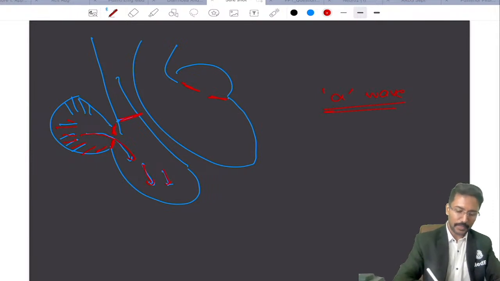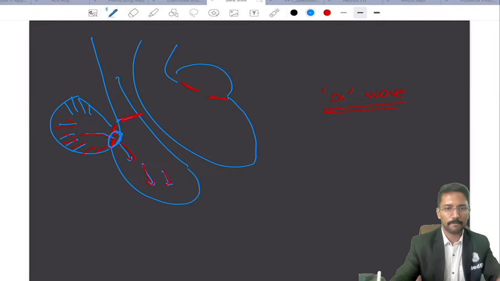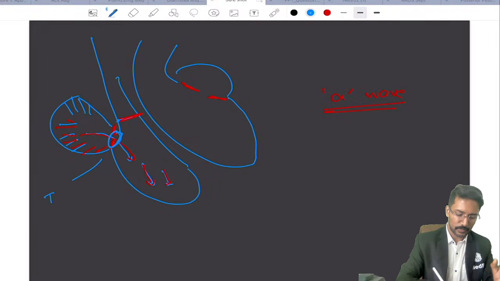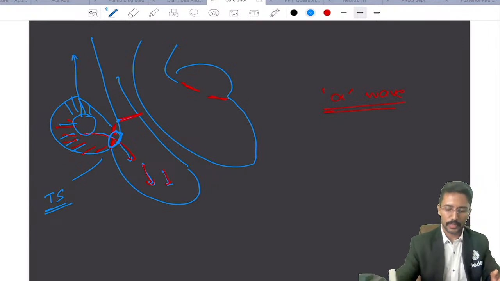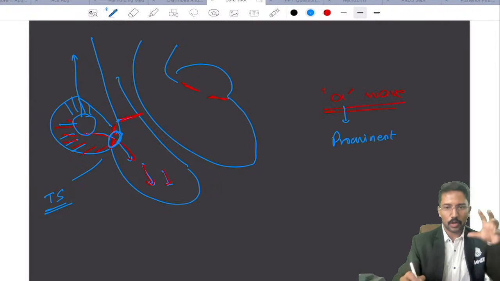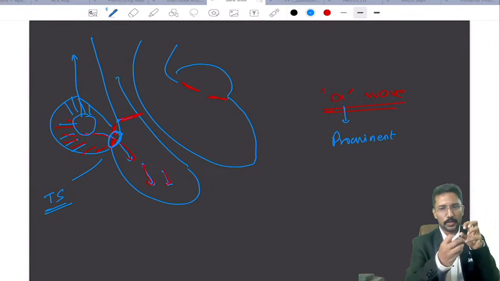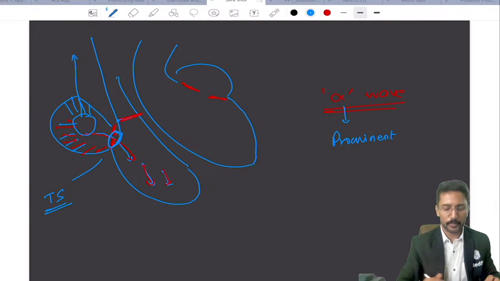Now, if it encounters a resistance because the valve is tight, what is that? Tricuspid stenosis. What will happen to the pressures in the right atrium? It will go up further, and the A wave will become much more prominent, because the atrium is squeezing against the tight valve. So the pressure inside the right atrium is going up, and the A wave is becoming much more prominent. That is very typical of tricuspid stenosis.